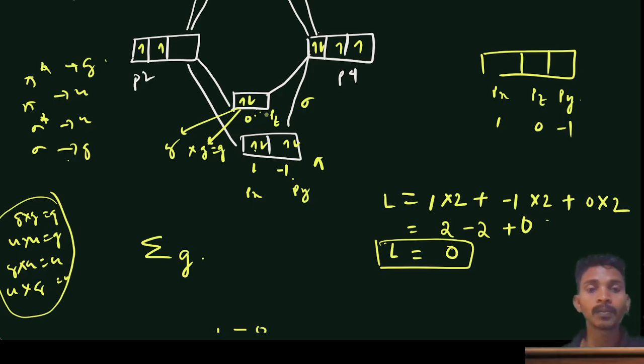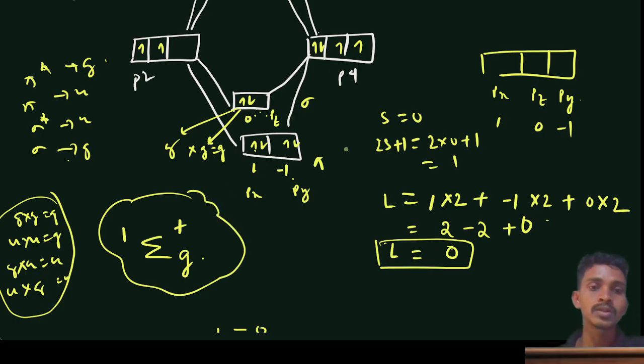Since this is at sigma orbitals, this is always positive. Now, what is the S value here? All are paired, meaning no unpaired electrons, so the S value is 0. If the S value is 0, then what will 2S plus 1 be? 2 into 0 plus 1, that is equal to 1. So we get 1.